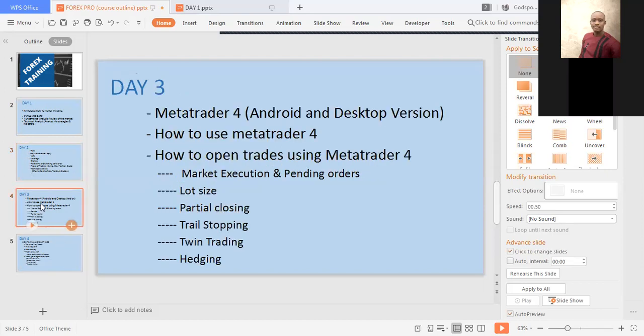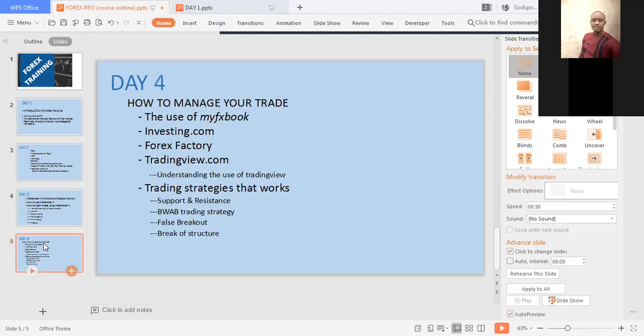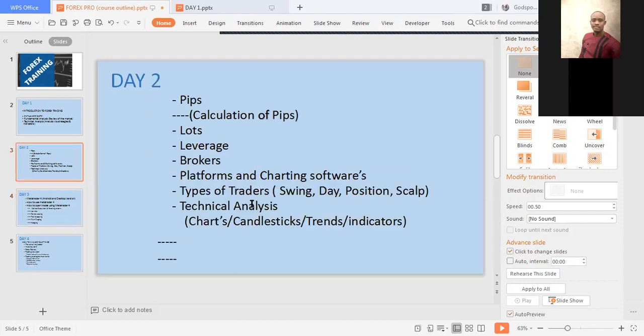Day 3, what am I doing for day 3? MetaTrader 4, Android and desktop version. How to use MetaTrader 4. How to open trades using MetaTrader 4. We dive into lot size, partial closing, trade stopping, swing trading, hedging. Day 4, I will go into how to manage your trades using MyFXBook, Investing.com, Forex Factory, and so on and so forth. Let's start.